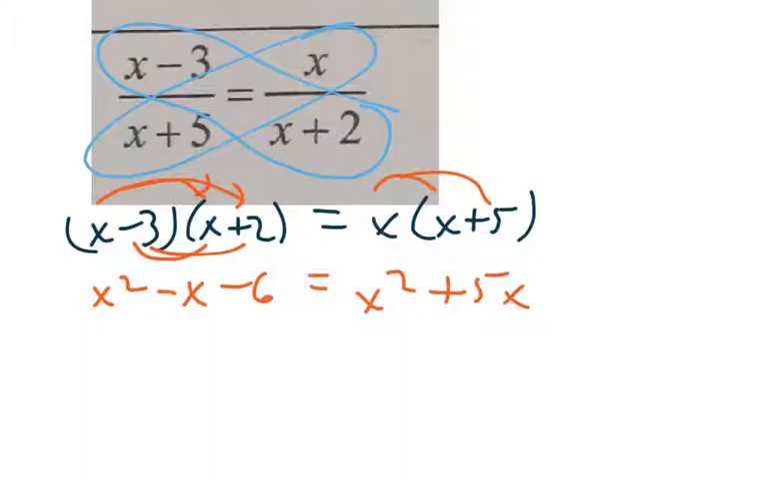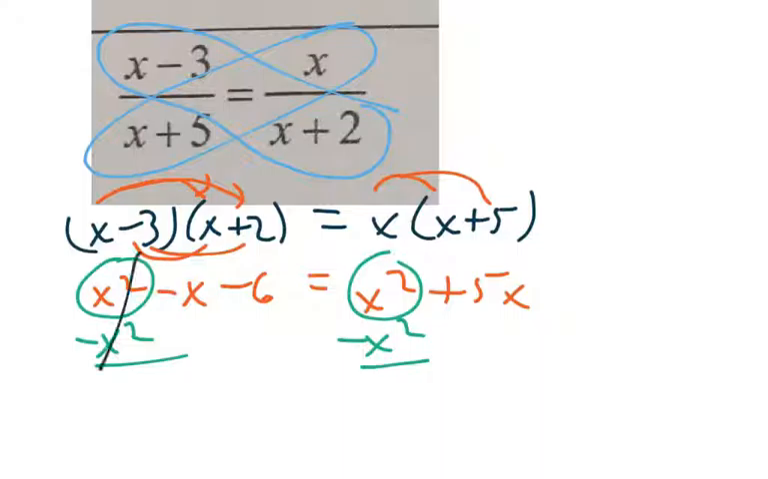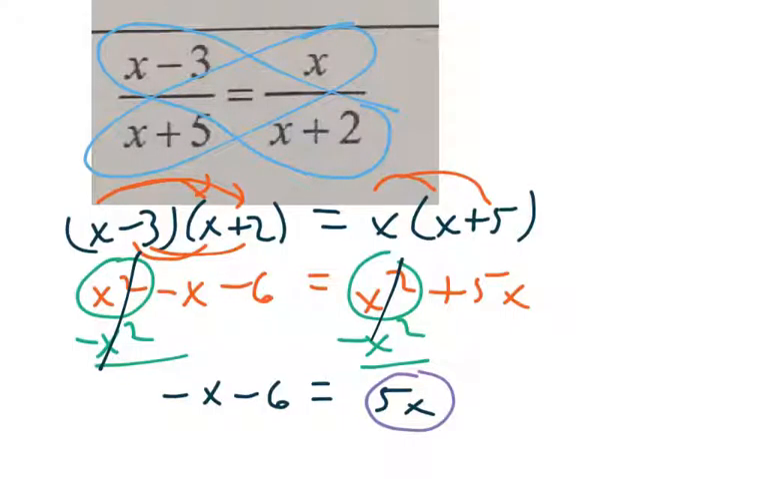And this one works out really cool because notice how both sides have an x squared. So if I just simply minus x squared both sides, well, the x squareds are gone. So notice all I have is negative x minus 6 equal to 5x. And I'm not going to make the same mistake I did on the last one. Notice I have a 5x term already by itself.